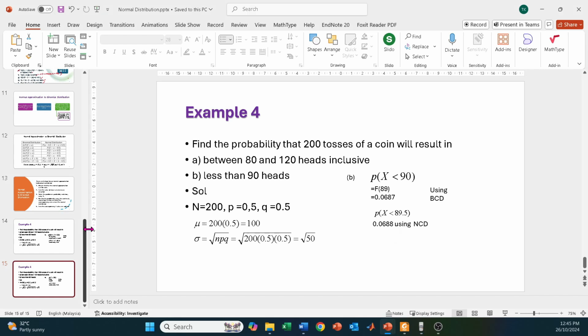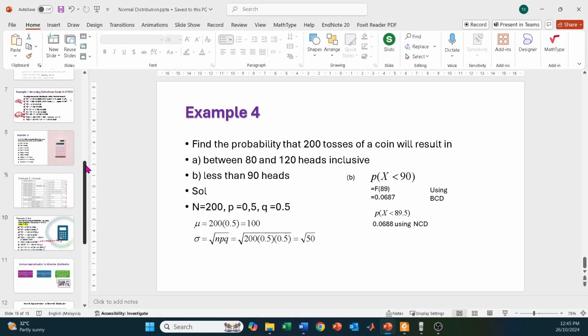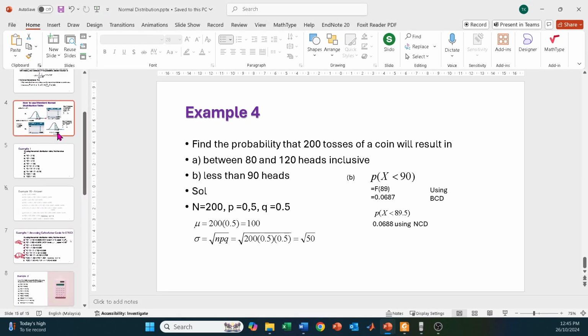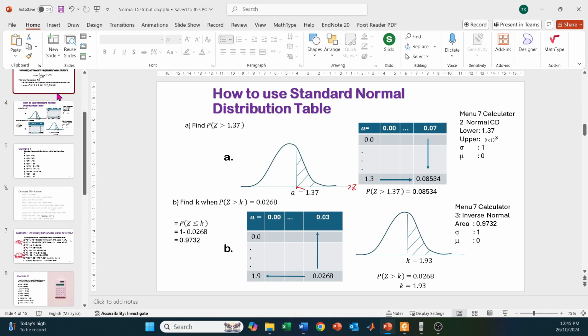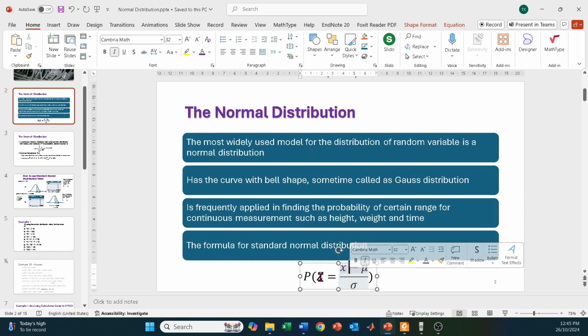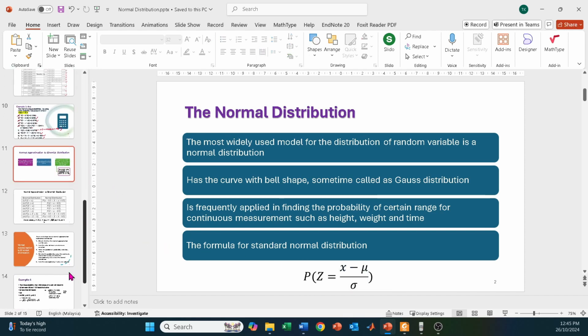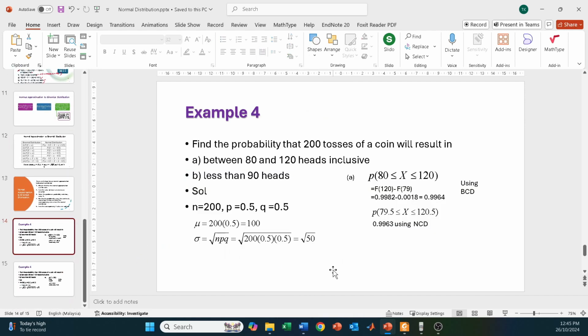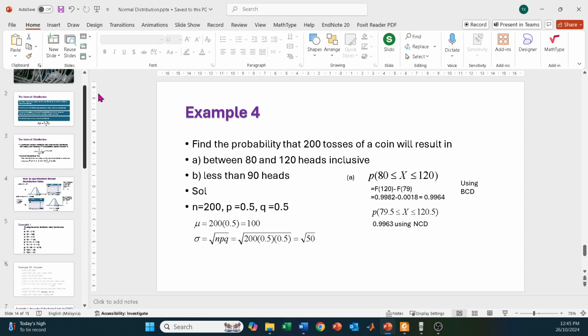Remember, at the beginning we showed the normal distribution, and you got a formula like this. What is the usage of this formula? Oh, not this. I don't want this. I want to copy this formula.